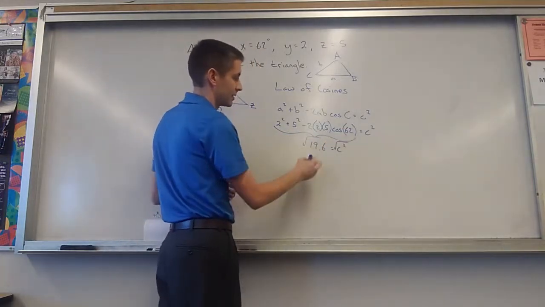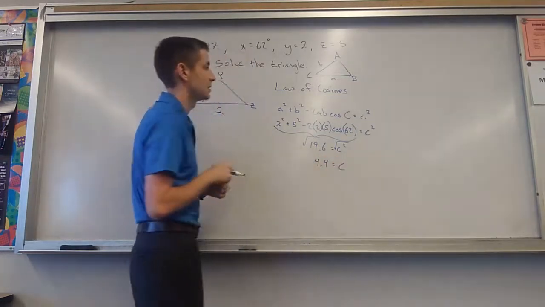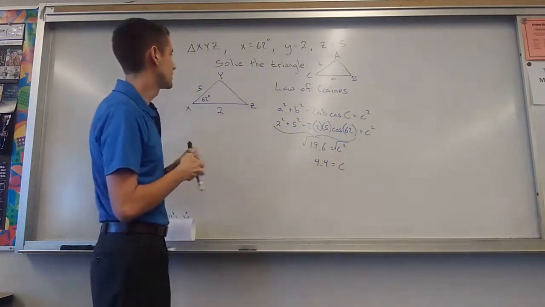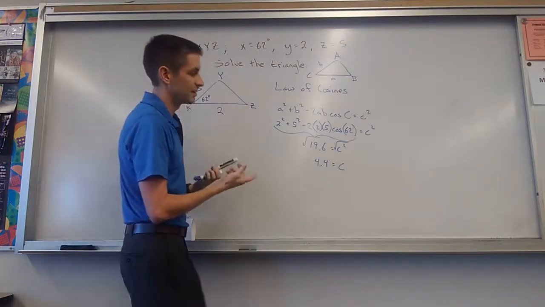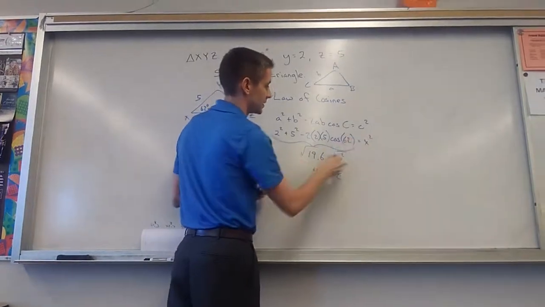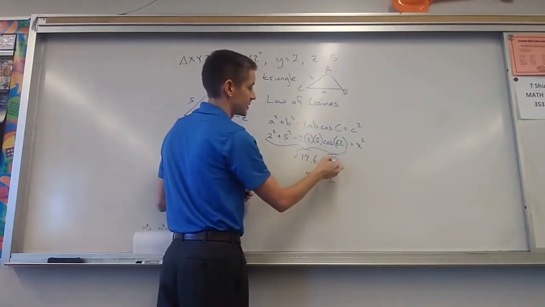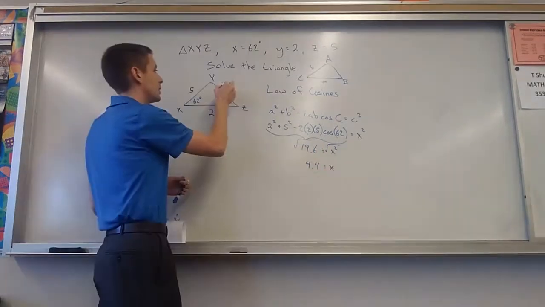That tells me this side here, which instead of being c, we should replace with an x, because side x is what we were trying to find. So I'm going to replace that, so I know for sure that the side I just found is our x side, 4.4.